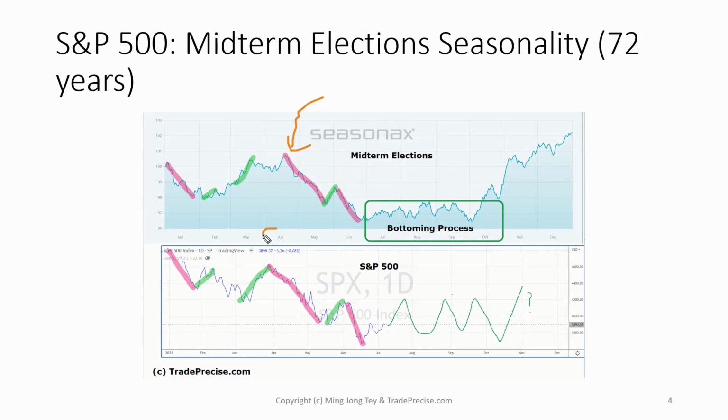So a reversal happened in April, followed by the worst down move ever. The worst down move happened in April, and it is also shown in the midterm elections seasonality chart as well. And what happened in May?